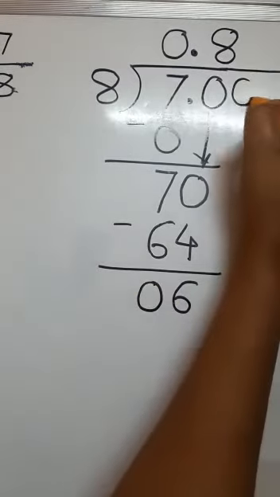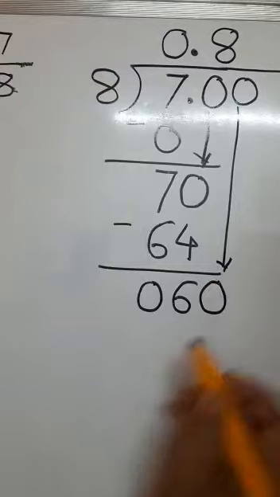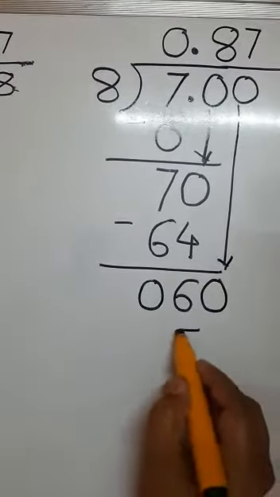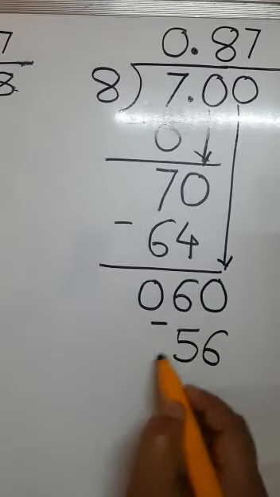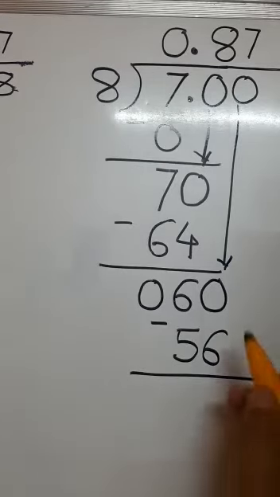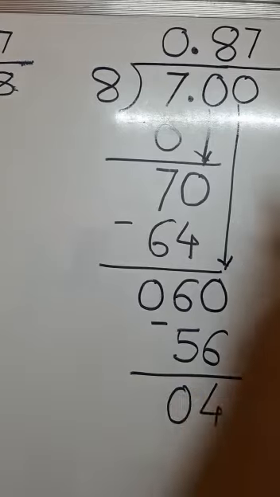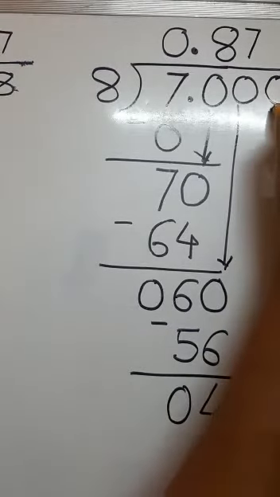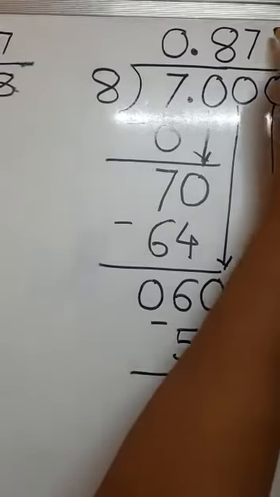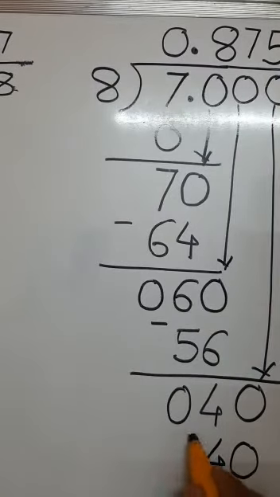So again one more 0 I am taking. So this 0 will come down. It will become 60. Now 8 how much are? 7s are 56. So the division you have to do the same way as you have done in your previous class. So 60 minus 56 is 4 and here 0. Now we'll take one more 0 over here. That 0 will also come down. The number will become 40. Now 8 5s are 40. Lastly we got the remainder as 0.